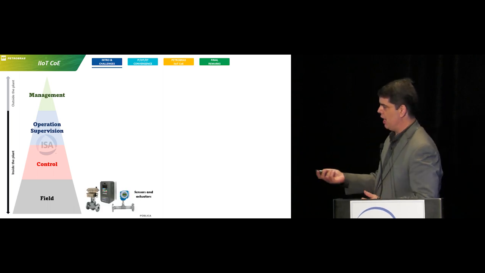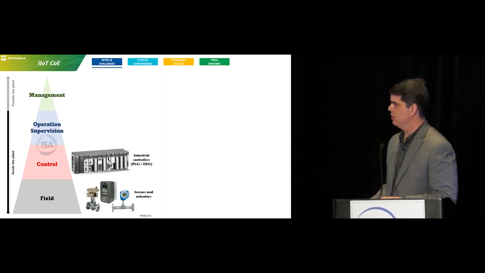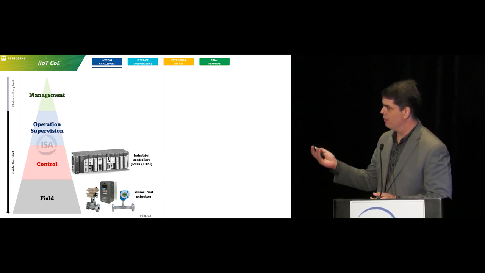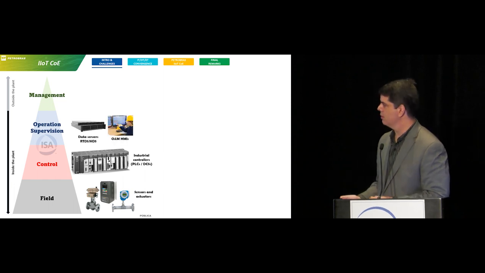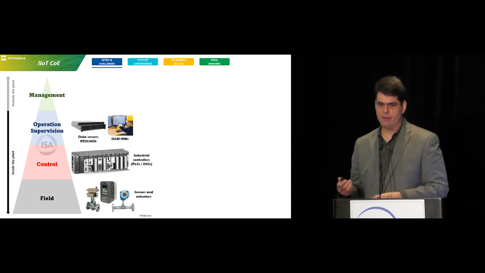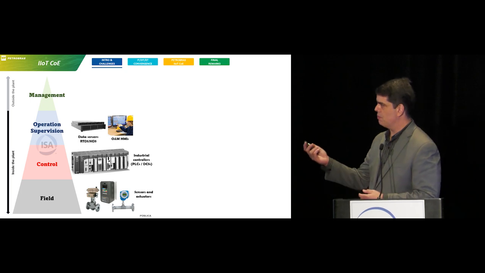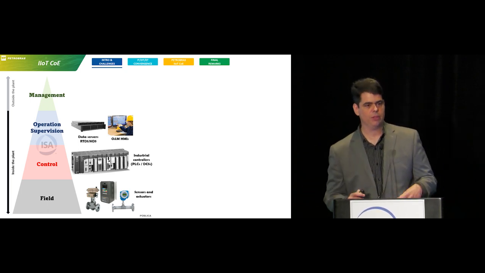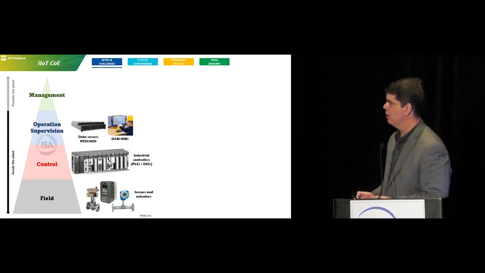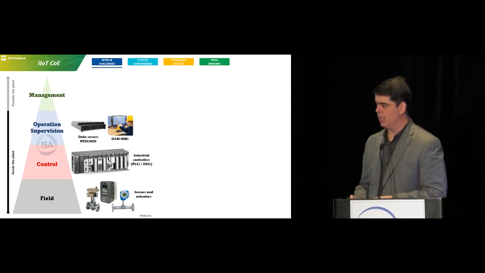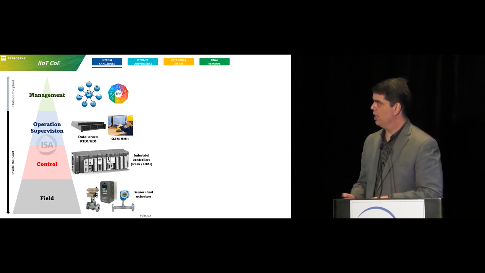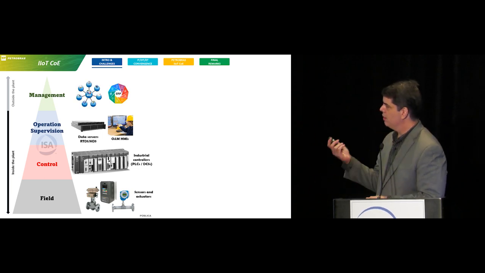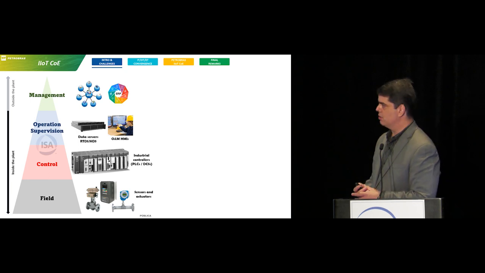In the first layer, we have sensors and actuators. In the second layer, normally we have industrial controllers, PLCs or DCSs. In the third one, we have the data servers, which in Petrobras we call real-time data server or historical data server, and we have the HMIs, the human-machine interfaces. And then in the management layer, we have the MES that Janice just told us about, and the ERP.